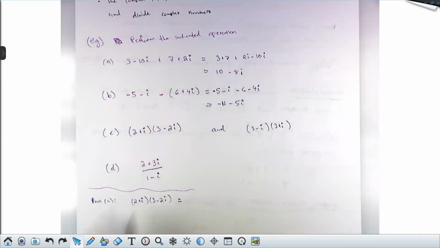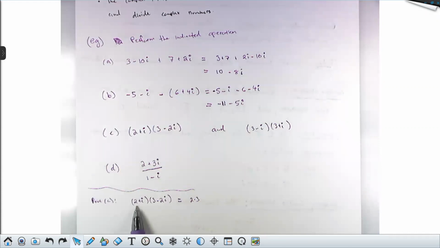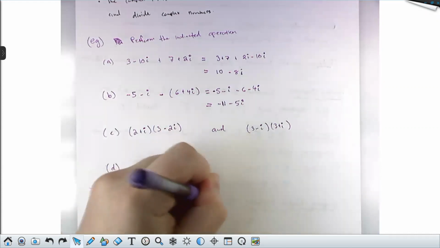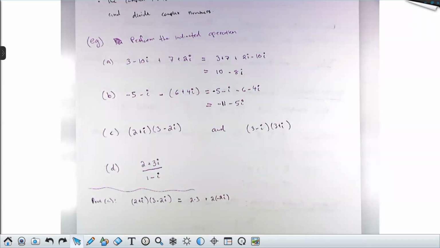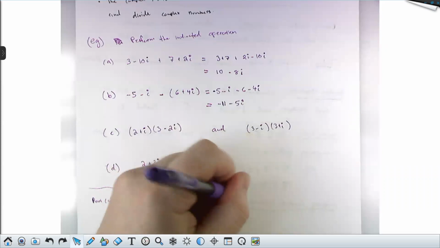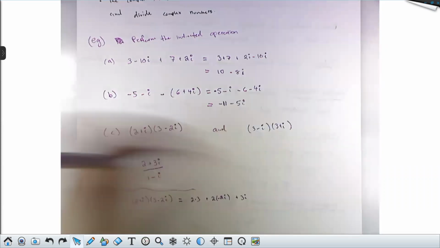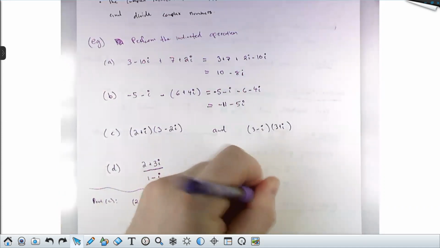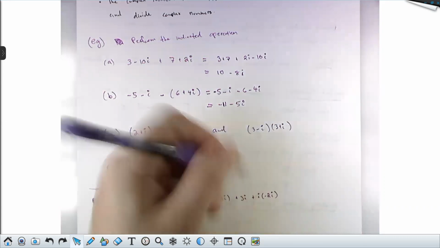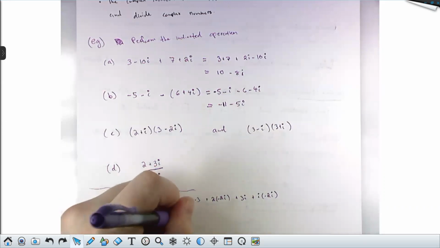So my firsts are 2 times 3. My outers are 2 times negative 2i. My inners are i times 3, or 3i. And my lasts are i times negative 2i. And they're both, one is positive, one is negative. So this is plus i times negative 2i. So first, just kind of follow your nose. The most natural thing is the correct thing. And now we're going to work with each of these.